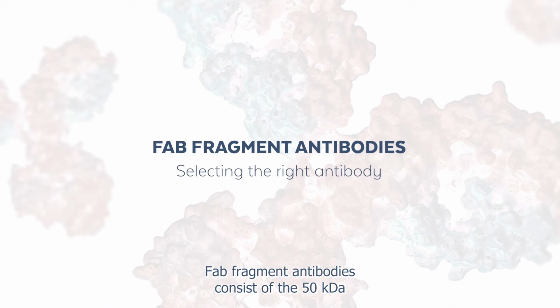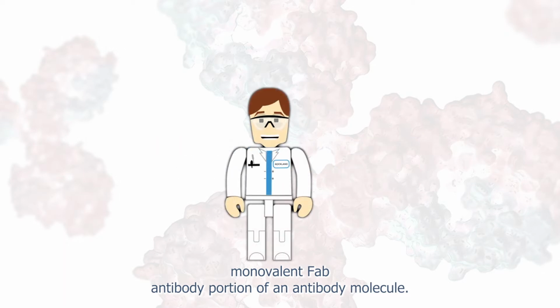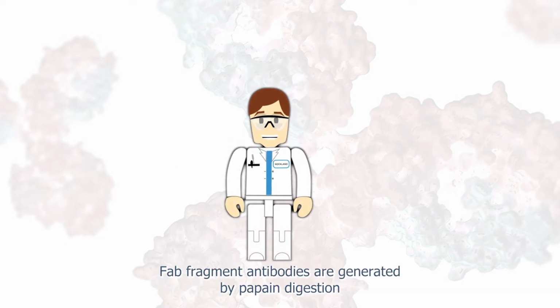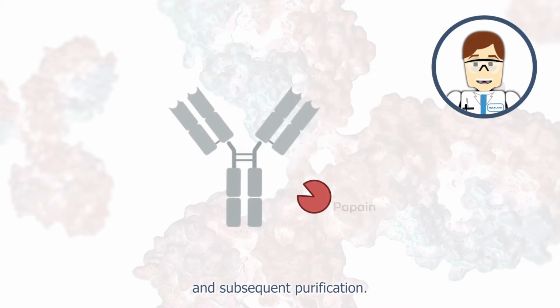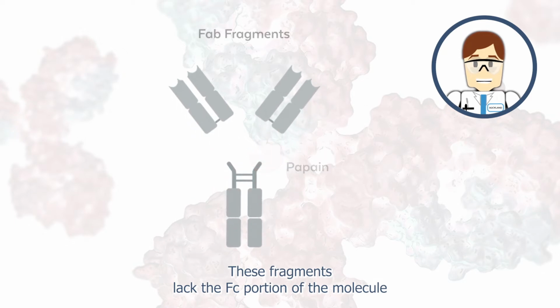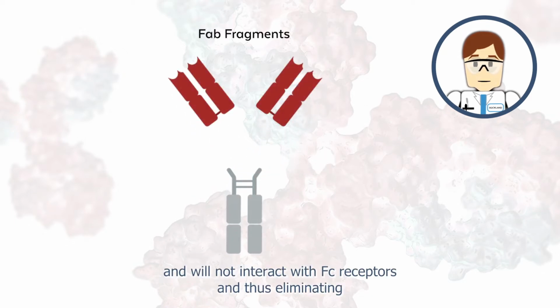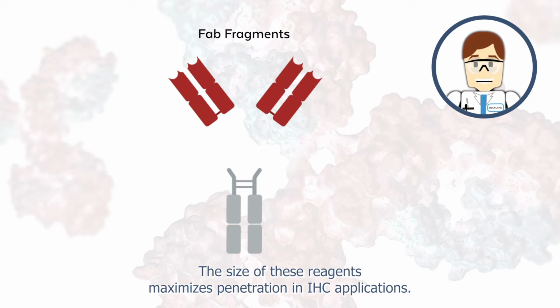Fab fragment antibodies consist of the 50 kilodaltons monovalent Fab antibody portion of an antibody molecule. Fab fragment antibodies are generated by papain digestion and subsequent purification. These fragments lack the Fc portion of the molecule and will not interact with the Fc receptors, thus eliminating nonspecific binding in affected cells or tissues. The size of these reagents maximizes penetration in the IHC applications.